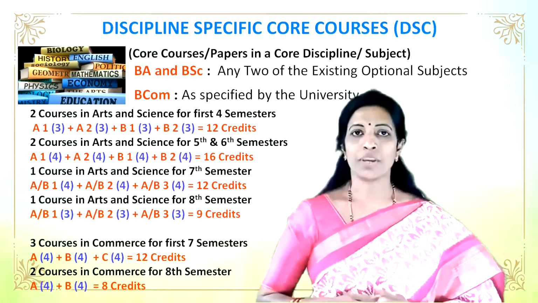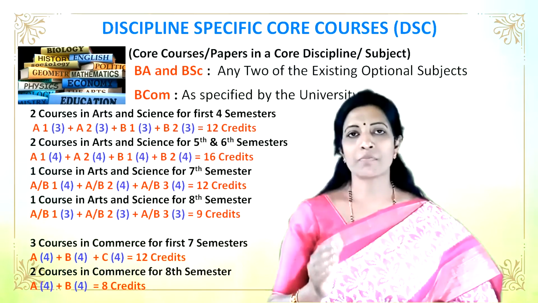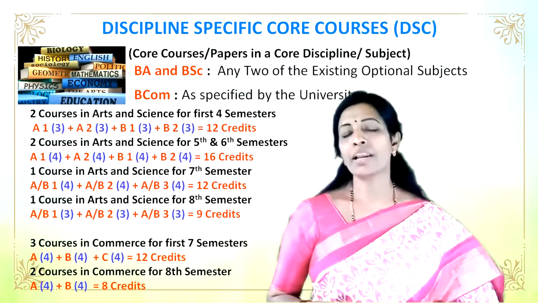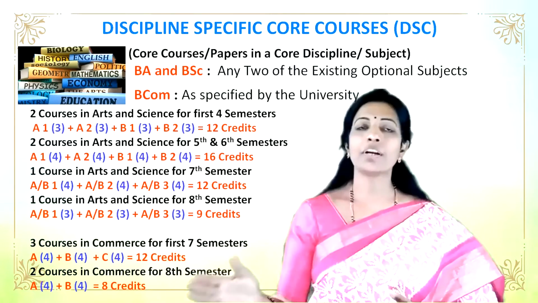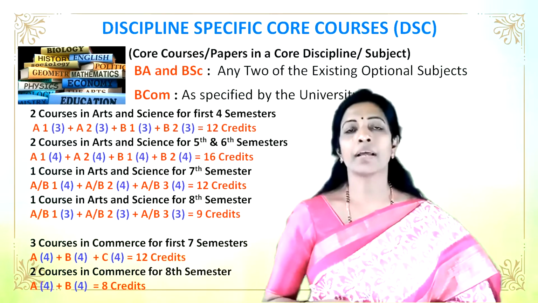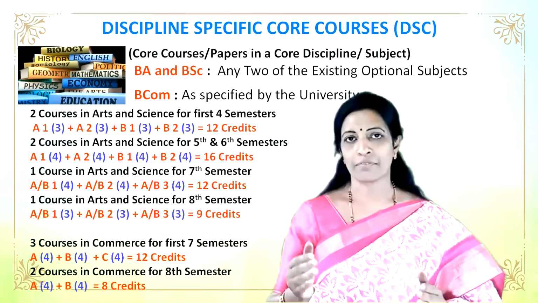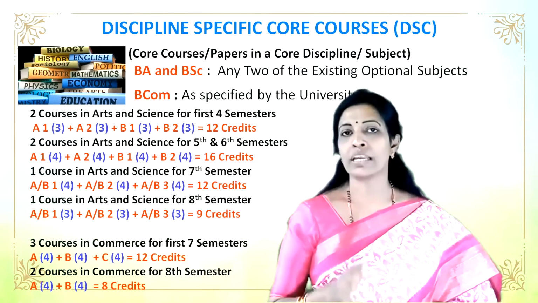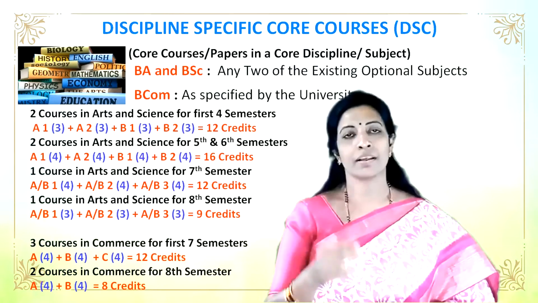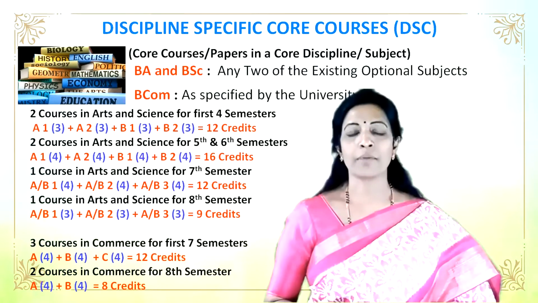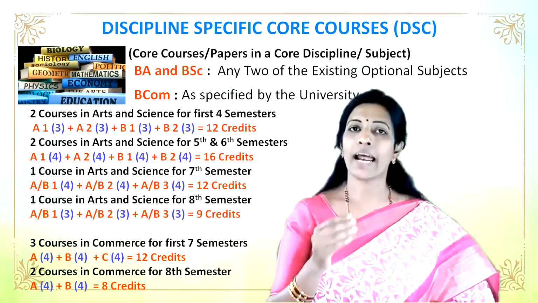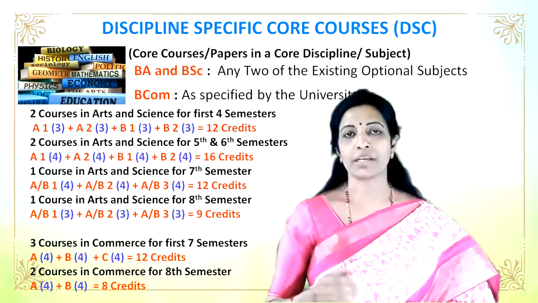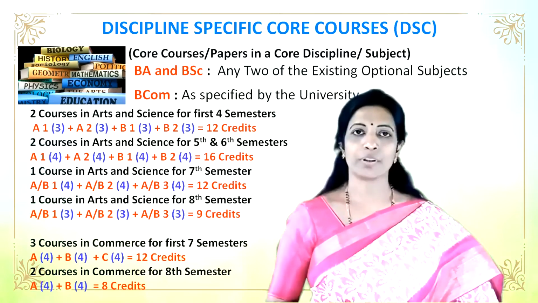So, in this way, these discipline-specific courses will be distributed during the entire program, and the student will have the option to study 2 core subjects in the BA and BSc program till the 3rd year, and 1 major subject during the 4th year of the program.